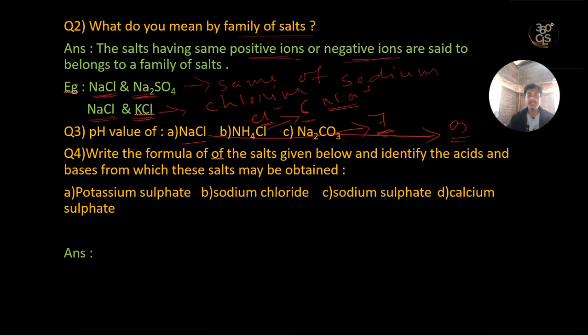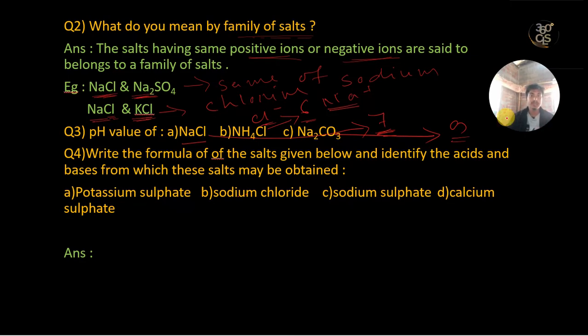So when we obtain salts by reacting bases and acids, if the acid is strong acid and the base is weak base, then the salt formed is acidic in nature. If the base is strong and acid is weak, then the salt formed is basic in nature.